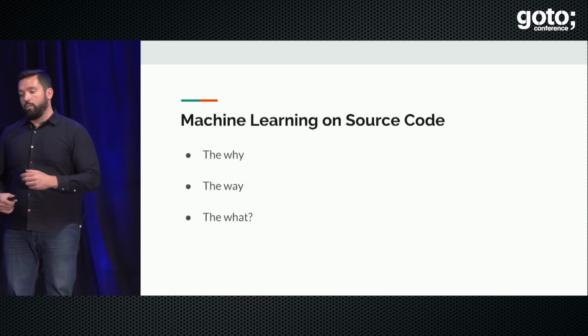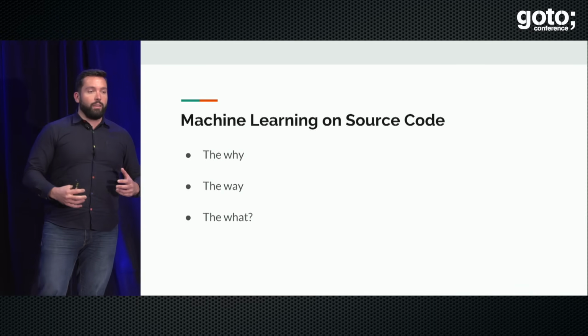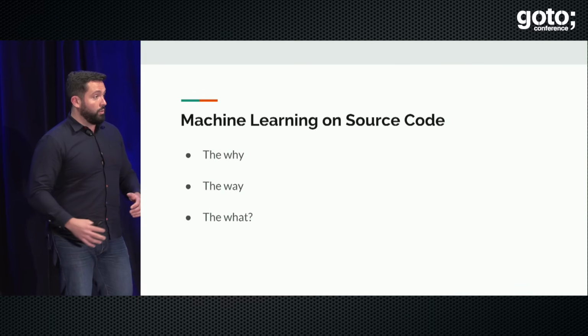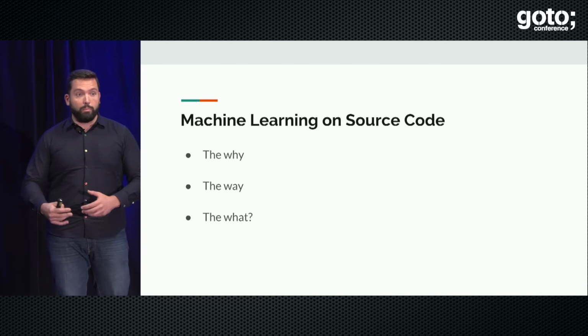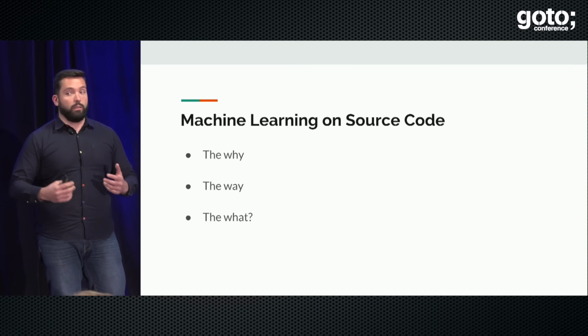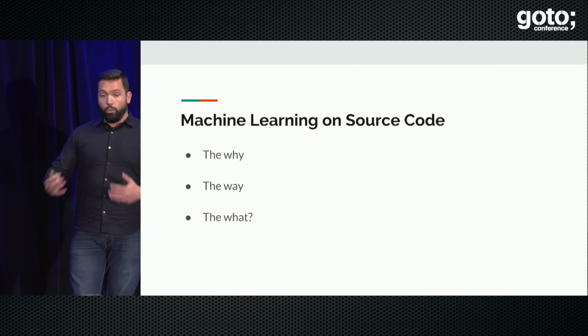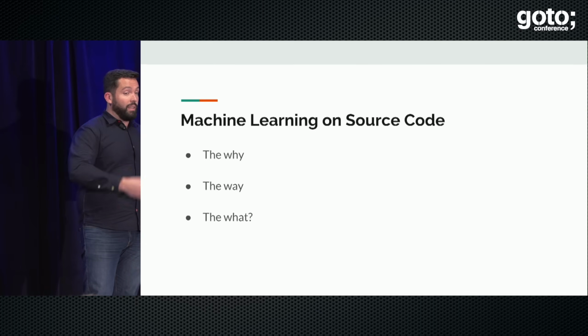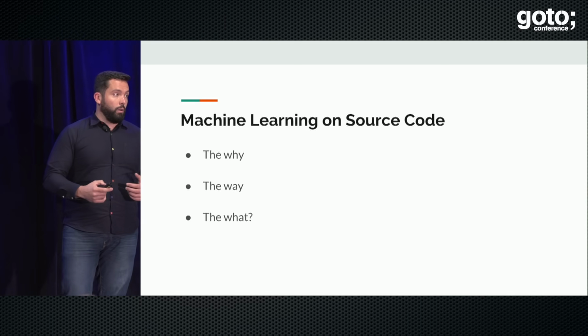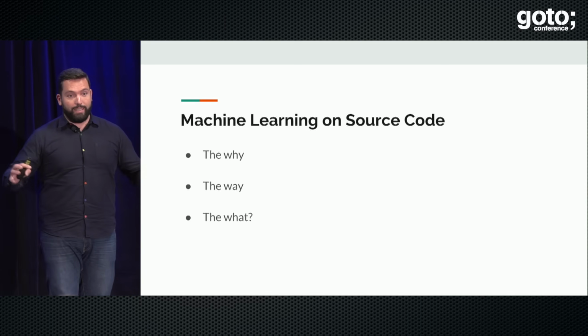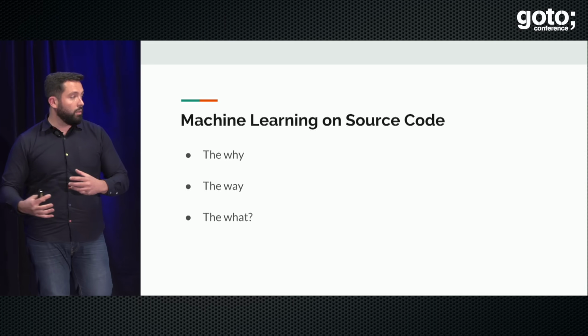So the goal of the talk is to tell you why we're doing machine learning on top of source code, what we're trying to do eventually, what is our roadmap, but also especially talk a little bit about how we do it. What are the techniques that we're using? We use a lot of techniques from different fields in machine learning. We didn't invent much. We're just basically trying to put pieces together and see how they work.